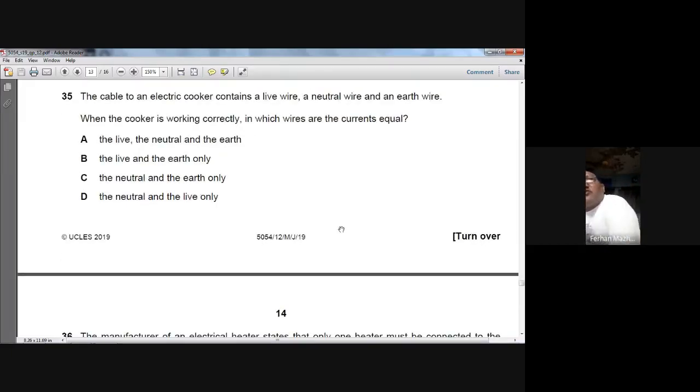Question number 35 is on your screen. The cable on an electric cooker contains a live wire, a neutral wire, and an earth wire. When the cooker is working correctly, in which wires are the currents equal? The current coming from the main supply by the live, and the current going back to the main supply through the neutral, they are always equal to each other. So the current in the live and the neutral wire are equal. So D is the option, sir. Question number 35, D is the option. It's a conceptual question.